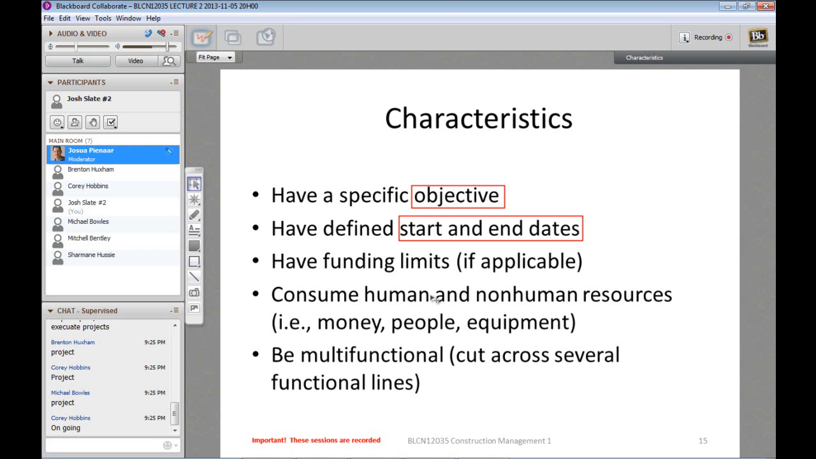All right, so there's always going to be limits. I'm just going to drag a box around the word limits there because it's not only funding limits, it's typically funding, time, resources, everything that you can think of. There's always going to be limits. And the other thing that we have to think about is, of course, it's going to cut across multiple lines. We'll look at the functional lines a little bit later on.